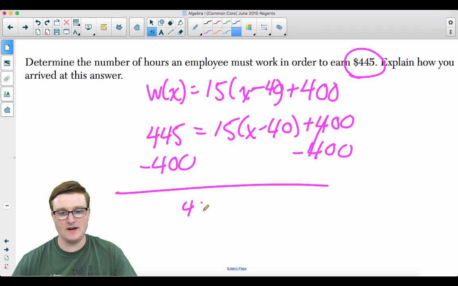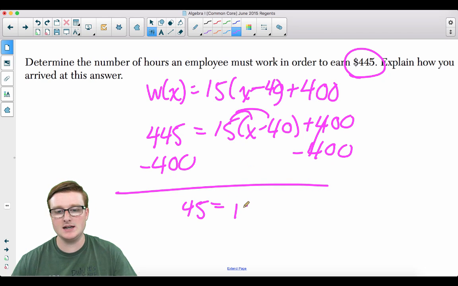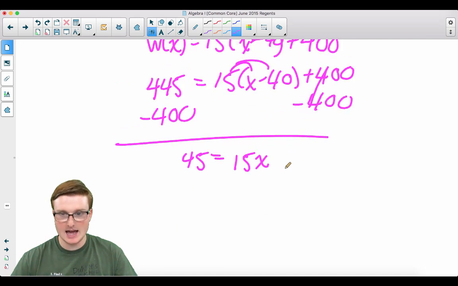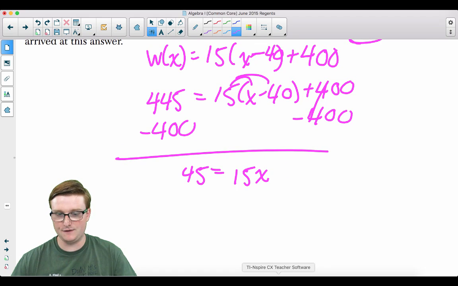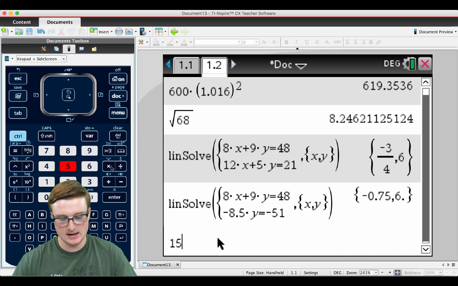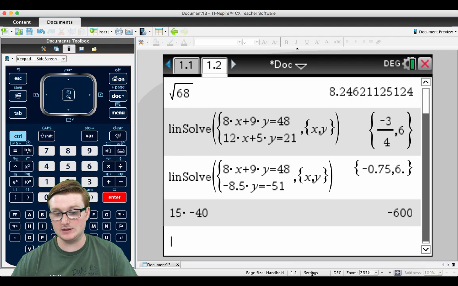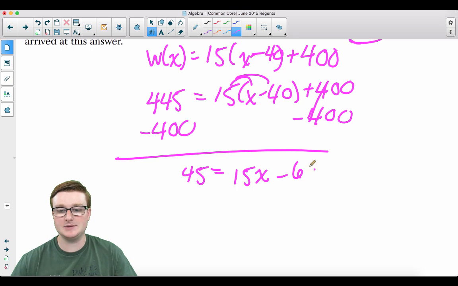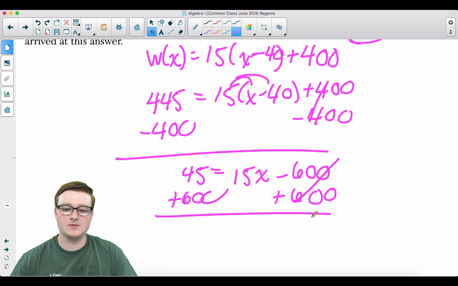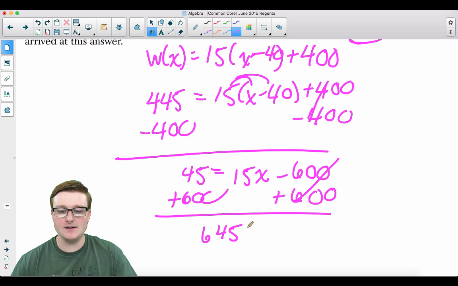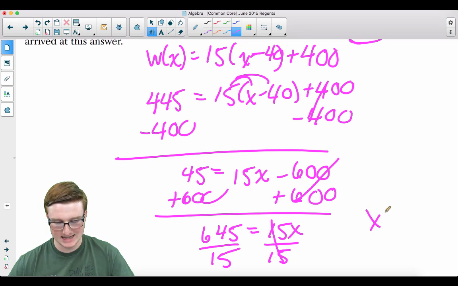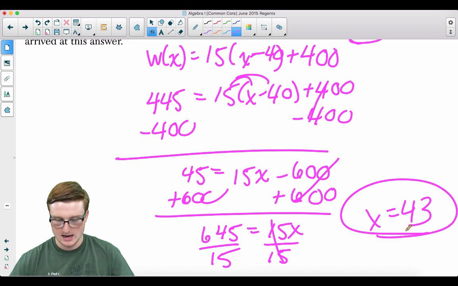So now we get 45 is equal to, I'm going to distribute that 15x. I have to extend the page. 15x, let's see, 15 times negative 40. What the hell is that? 15 times negative 40, and you get negative 600. So, negative 600. I'm now going to add the 600 on both sides. You get 645 is equal to 15x. Divide by the 15 on both sides, and you get x is equal to 43.